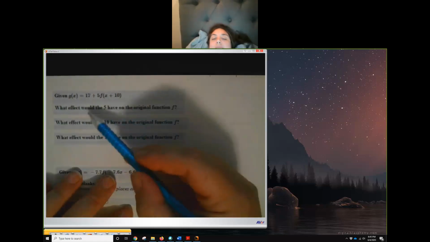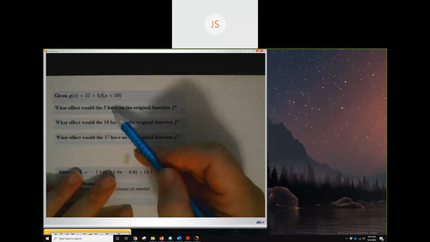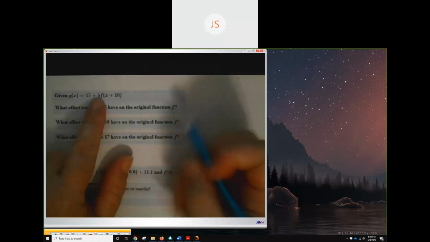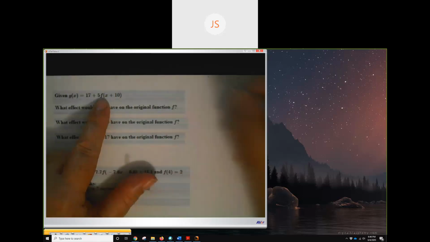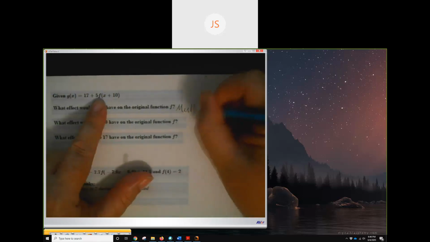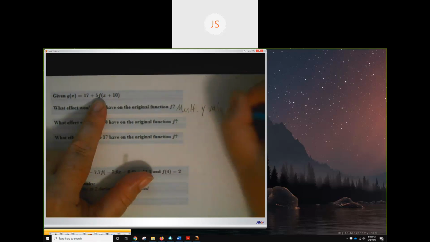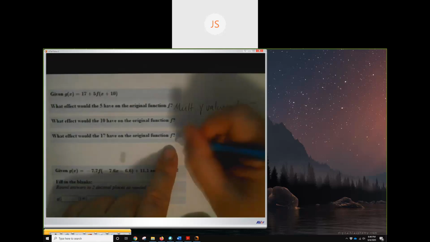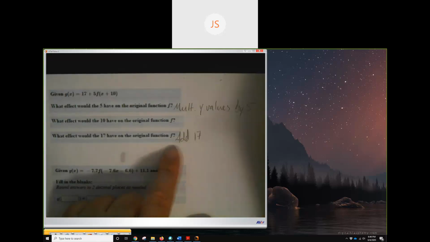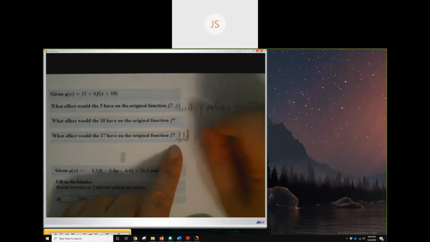So here, if we have this function, the 5 on the outside, see how this is not on the inside with the parentheses? That means it would multiply my y values by 5. Now I say multiply this time because it is being multiplied by the f. So if you are multiplied, then you multiply. See the 17? The 17 would add 17 to the y values.